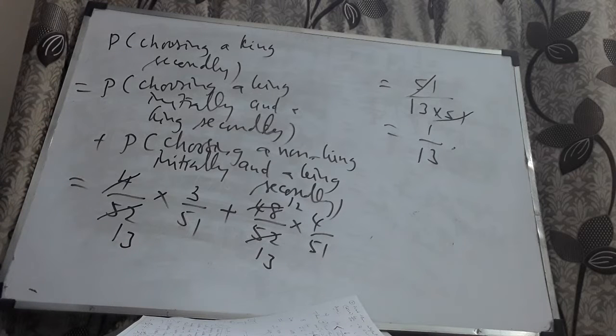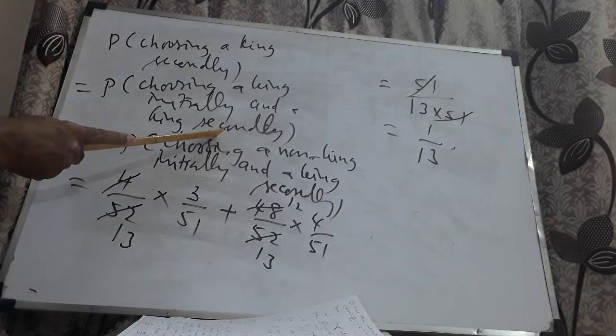Let me repeat. I am choosing a card initially from a well shuffled pack of 52 playing cards and put it aside. And I choose another card secondly. What is the probability of the second card to be a king? We choose a king initially and a king secondly.